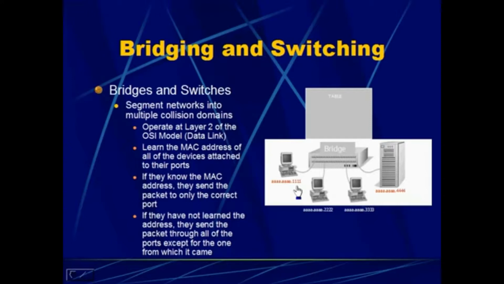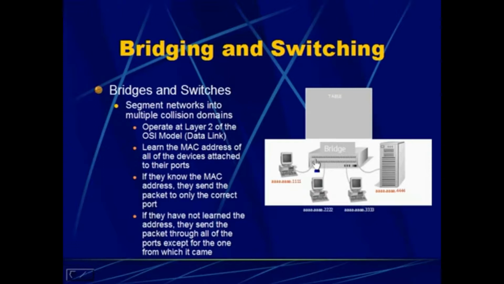So 1111 addresses packets to 4444. Later on in this training, we'll talk about how it gets that address, in other words, how it determines how to address those packets. But 1111 has addressed those packets, and those packets are sent into this bridge.